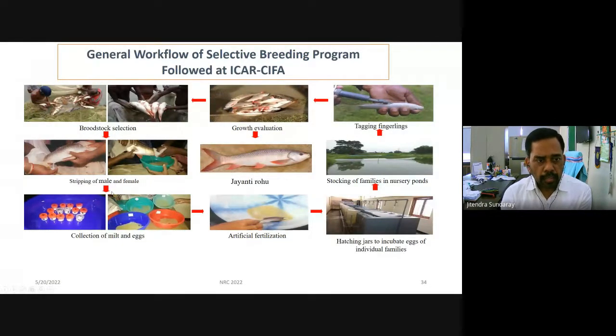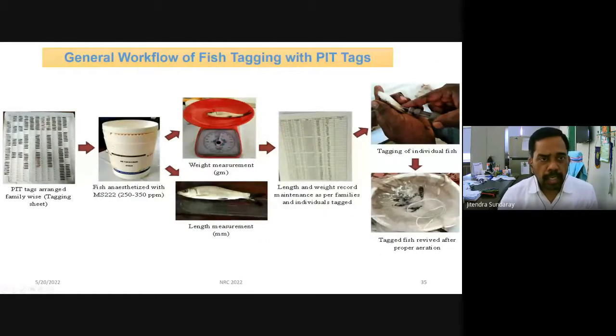What we do actually, we collect the good stock, and stripping of male and female, then collection of milt and eggs. We do artificial fertilization, and these germs are for individual families. Then stock the family in the nursery for tagging individuals and study the growth rate. So this is the normal workflow for Rohu and Katla in ICAR-Central. So this is again the general workflow.